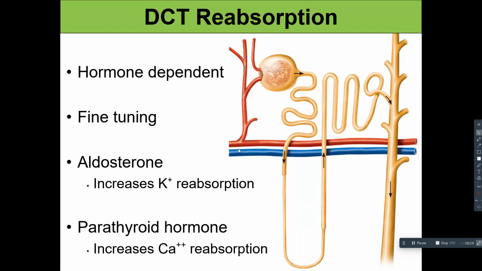Okay. Reabsorption happens in the DCT as well. And in the DCT, our reabsorption is more hormone dependent. This allows us to fine tune and adjust and do things based on homeostatic need. So aldosterone and PTH are hormones that affect the reabsorption of certain ions in the DCT in order to maintain proper homeostatic balance of these things.